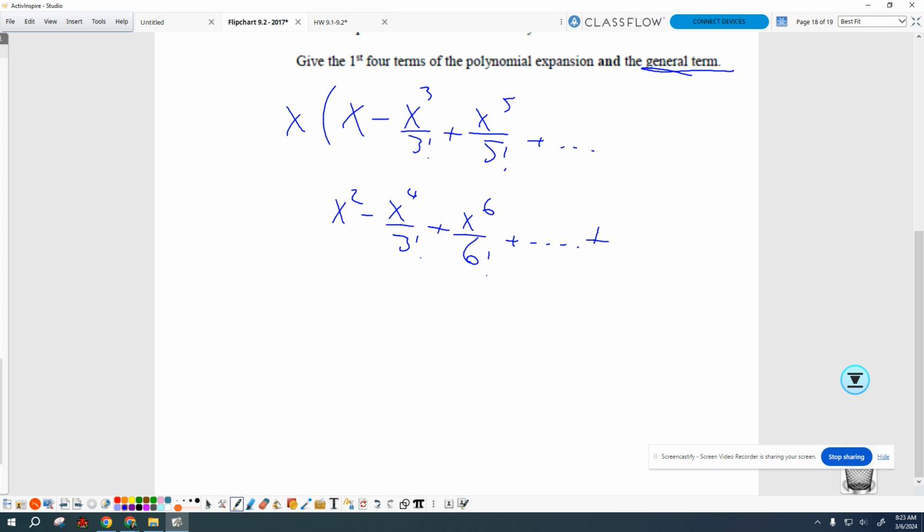Now my power and my factorial in the bottom don't match. The x to the 6th is over 5 factorial. Thank you.